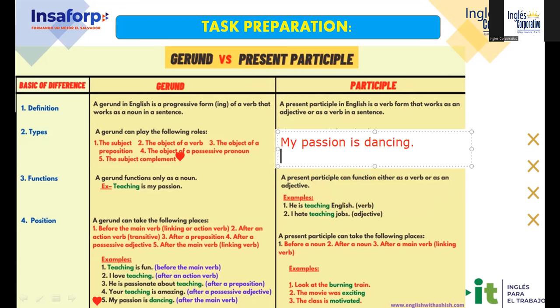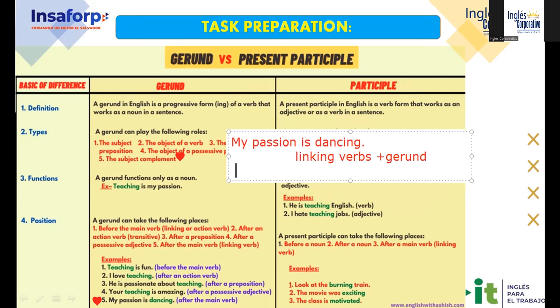Okay, so I'm going to rewrite it again. So what is your passion? So what we mean here is after the main verb, after linking verbs. After linking verbs, you can use a gerund, okay? So what is a linking verb? It could be to be, right? Is, right? Entonces ahí lo utilizamos después de un linking verb, como es el verbo to be.